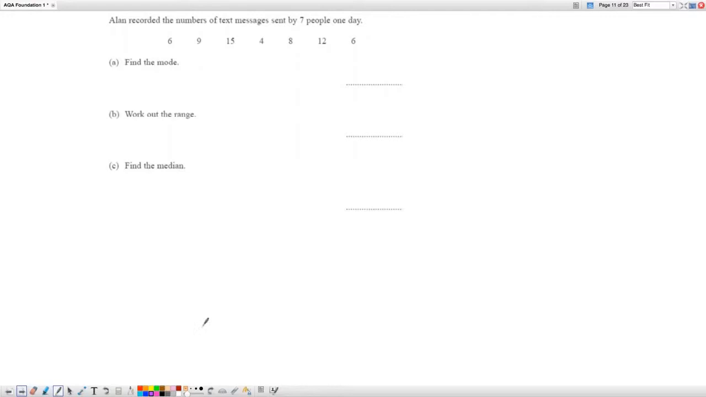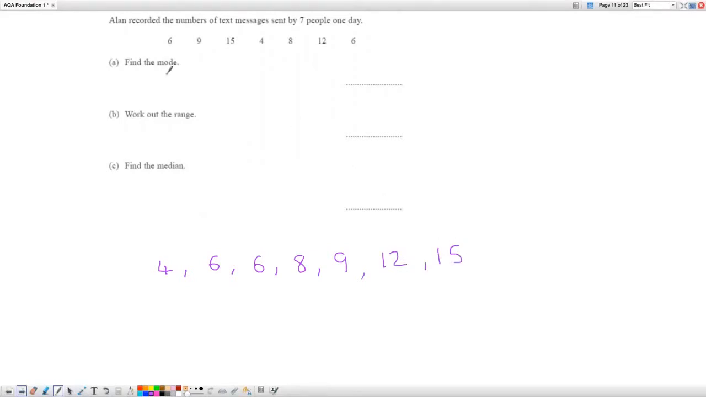Alan recorded the number of text messages sent by 7 people one day. Here we have a list of numbers. The first step is to put these numbers into order, starting from the smallest. So we have 4, 6, 6, 8, 9, 12 and 15.